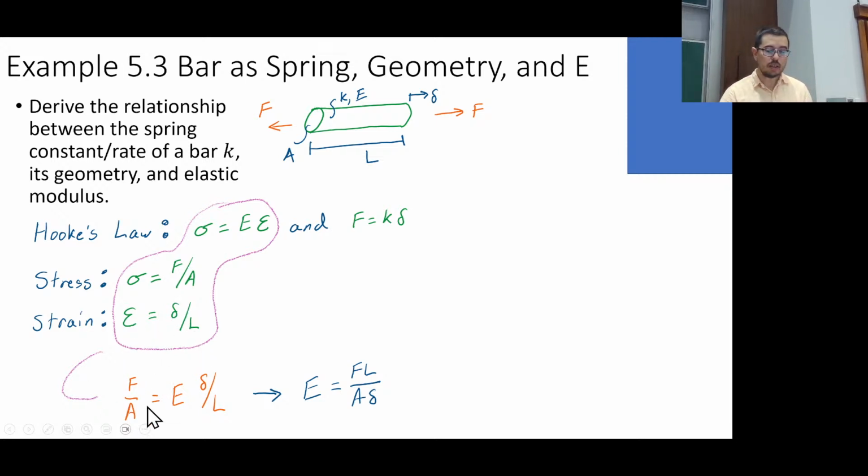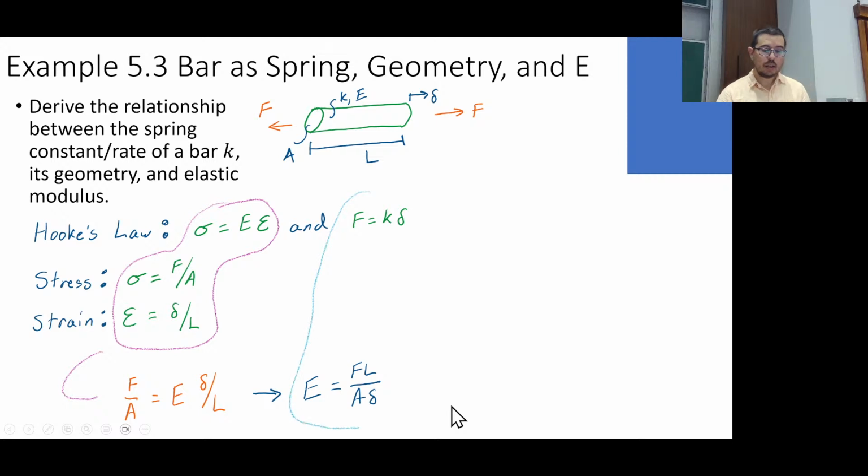So now, we redo some rearranging, so we have F over A equals sigma, right? And that's going to be equal to E epsilon, so I put in the E, which is just an elastic modulus, which I don't know. And then I have delta over L, okay, that's a strain, and I can rearrange these things as you see here.